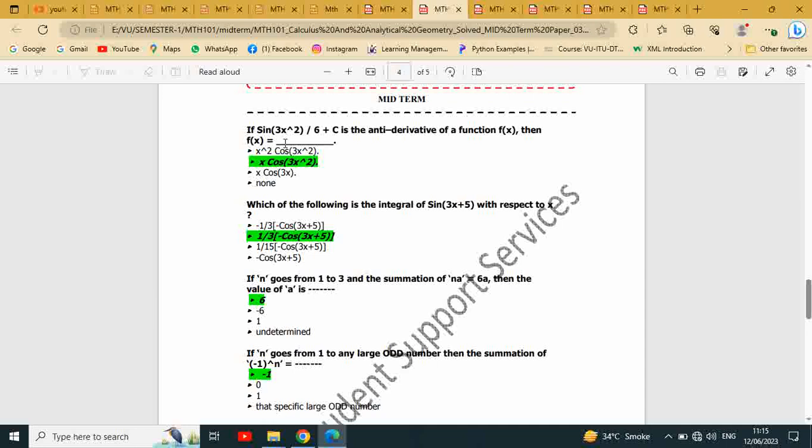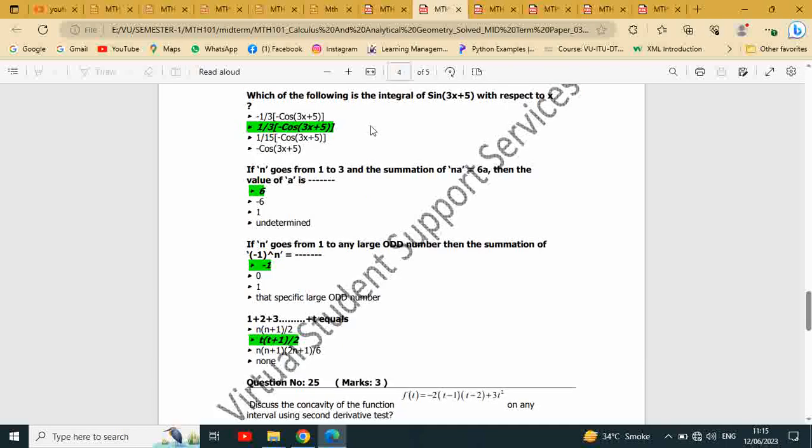If sin(3x²)/6 + c is the antiderivative of the function f(x), then f(x) is equal to x cos 3x². Which of the following is the integral of sin 3x + y with respect to x? (1/3)(-cos 3x) + 5. Next question: if n goes from 1 to 3, then the summation of n is equal to 6a, then the value of a is 6.